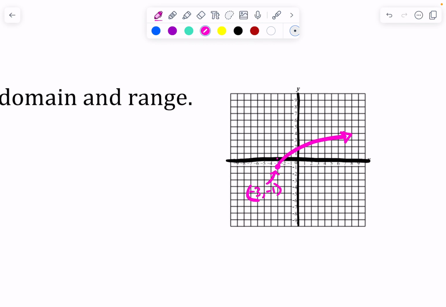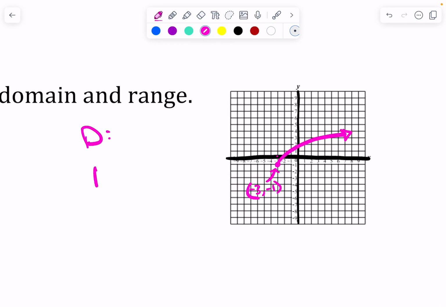Okay, and then they want domain and they want range. Now domain and range. Domain is x's, and x's are left and right. So this guy will go to the right forever, but he will not go to the left forever. He doesn't go any further past here. The furthest to the left he goes is this point right here, which is at -3. So my x's are all greater than or equal to -3.